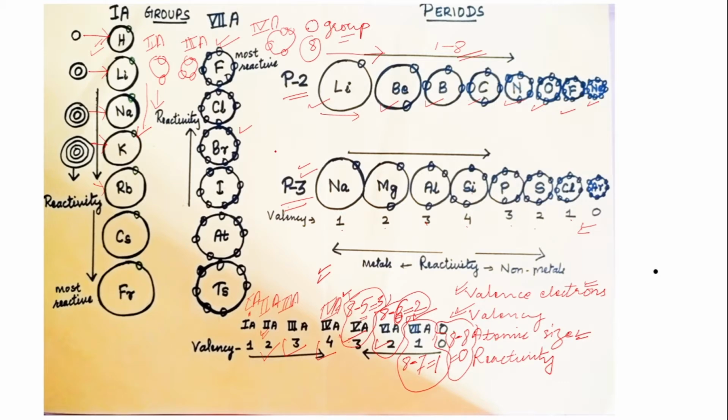Okay, in case of period, you can see from the figure what happens to the atomic size. It is easy to make out. While moving from left to right, atomic size decreases. Can you see? Lithium has the largest atomic size, neon has the smallest atomic size in period 2. That means atomic size decreases while moving from left to right in a period.